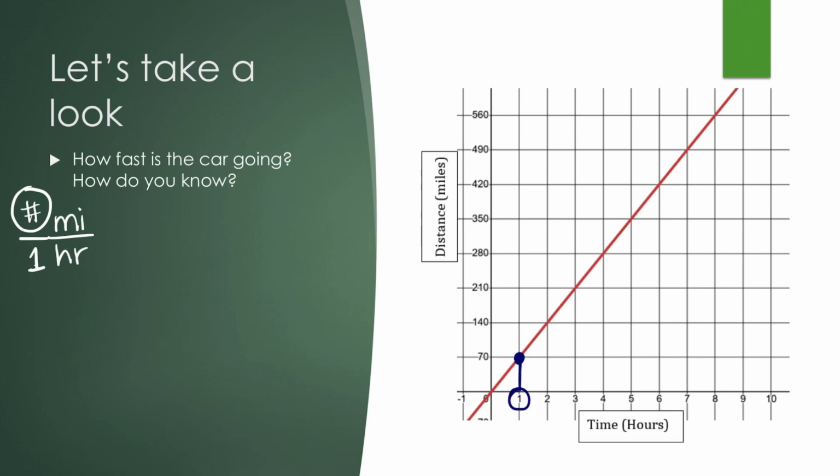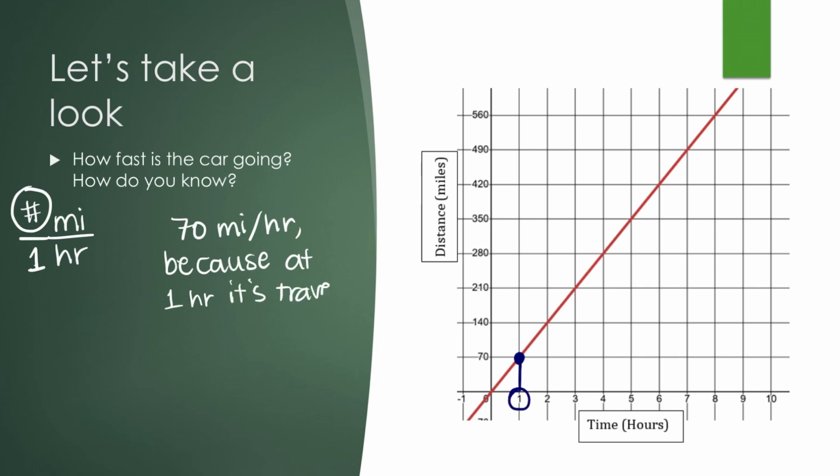And that's the biggest giveaway: because it's a unit rate in a proportion, as long as the bottom is 1, that top represents the unit rate. So in this case, I'm going 70 miles an hour, because at 1 hour, it's traveled 70 miles. So it's my unit rate.